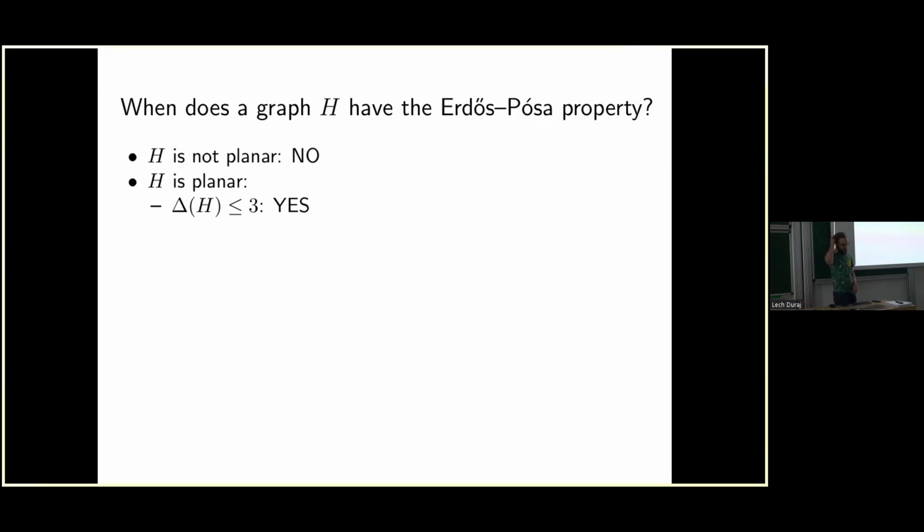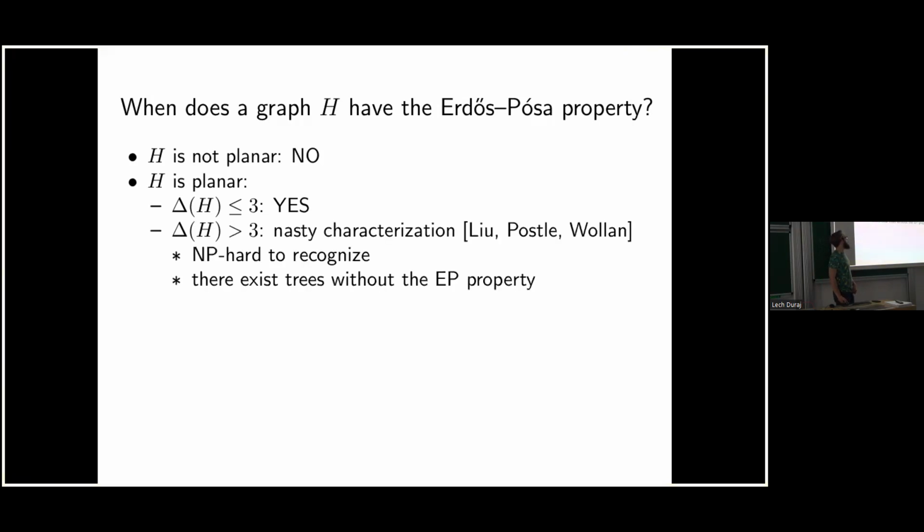But in the case where we consider this topological minor version, so we want to have subdivisions, it gets pretty wild if we allow vertices of degree at least 4. There's a nasty characterization of graphs which have the Erdős-Pósa property, and it's due to Liu, and Pósa, and Bolan. But it's quite complex, this characterization. In particular, it's NP-hard to recognize graphs which have the Erdős-Pósa property. And what's interesting, there even exist trees which don't have the Erdős-Pósa property. So it's quite surprising and counterintuitive.